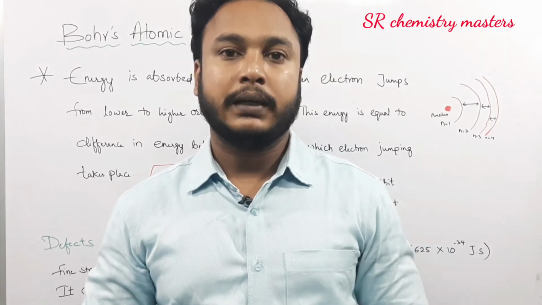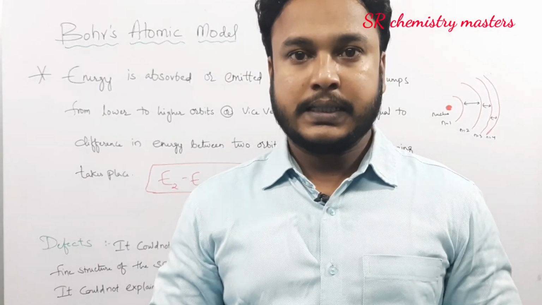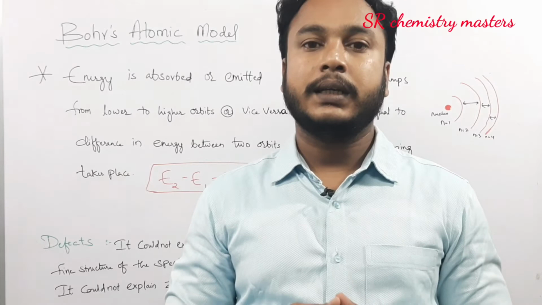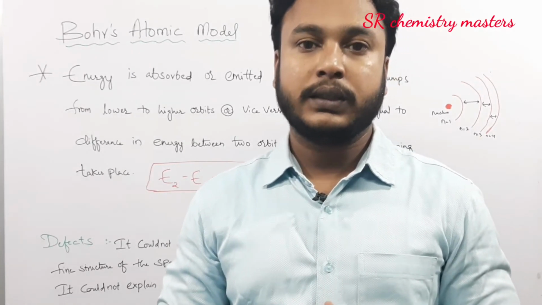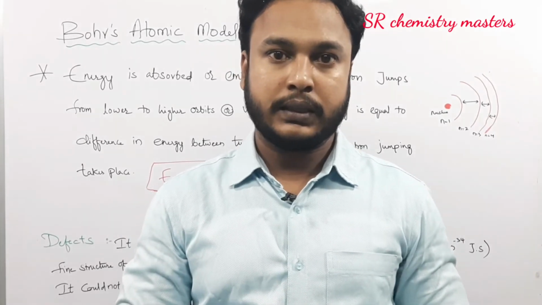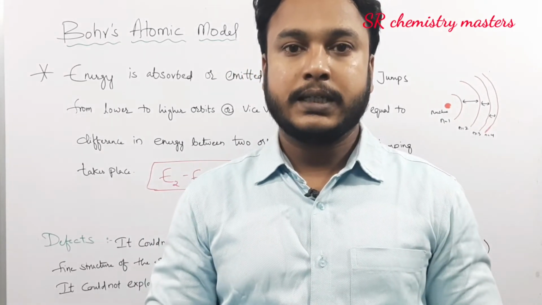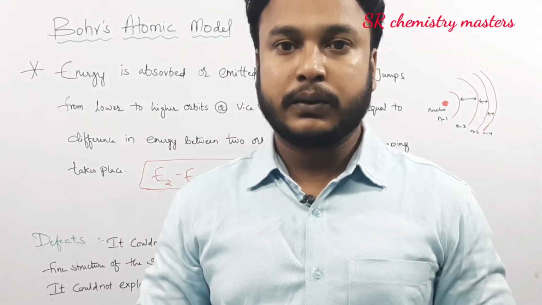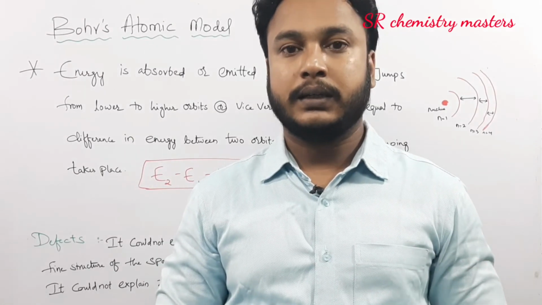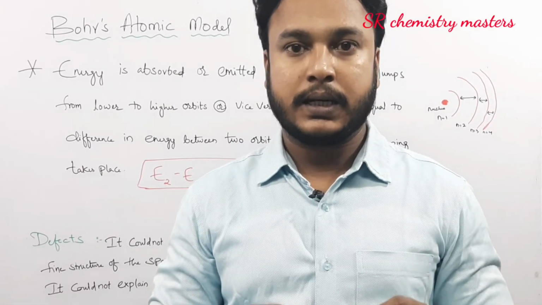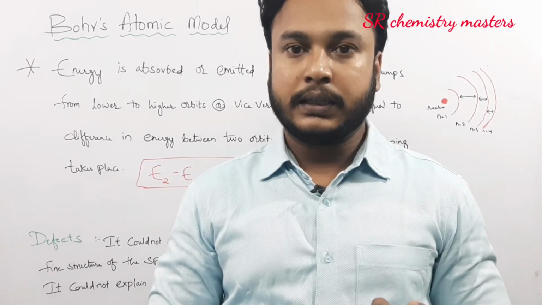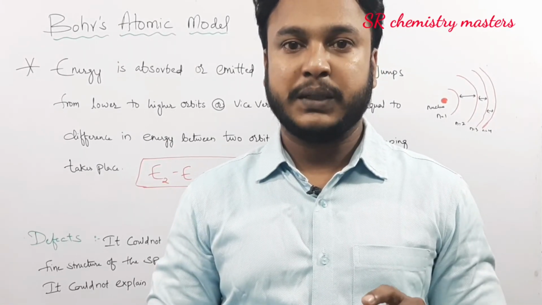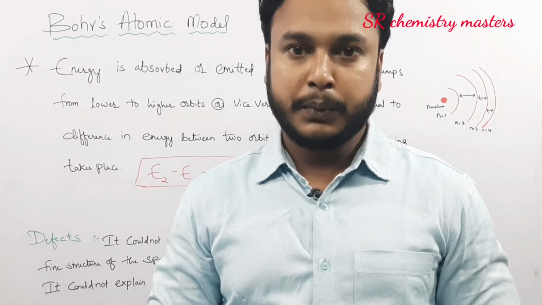The angular momentum of an electron is quantized. It is always an integral multiple of h by 2 pi. And when an electron jumps from a higher energy level to a lower energy level, the energy is emitted. If the electron jumps from a lower energy level to a higher energy level, the energy is absorbed, which is equal to the difference between the energies of the two orbits between which the electron jump takes place.